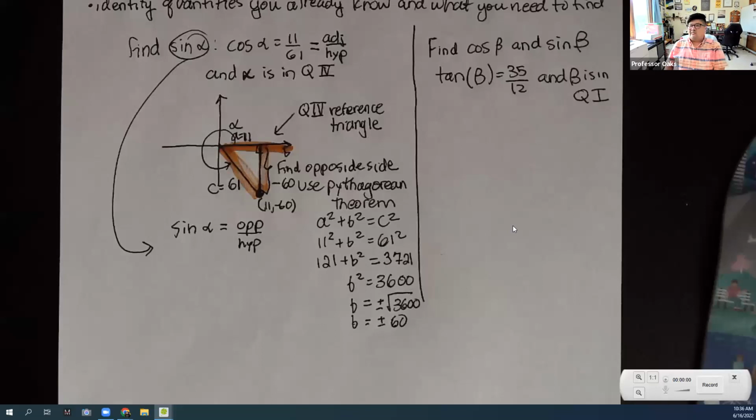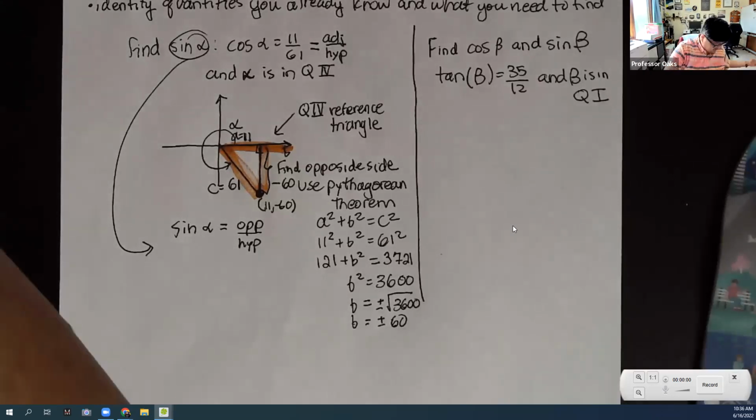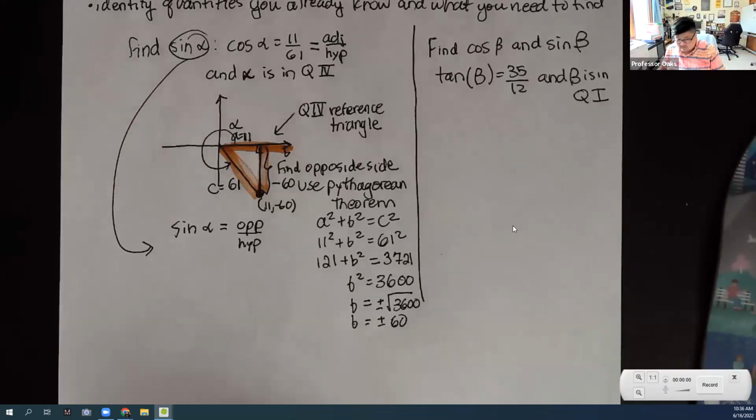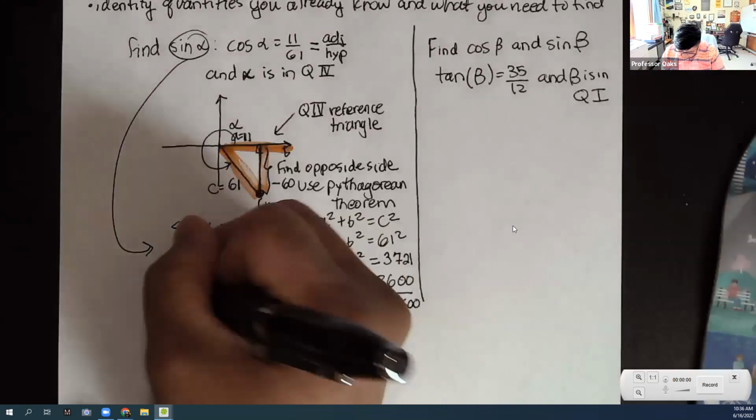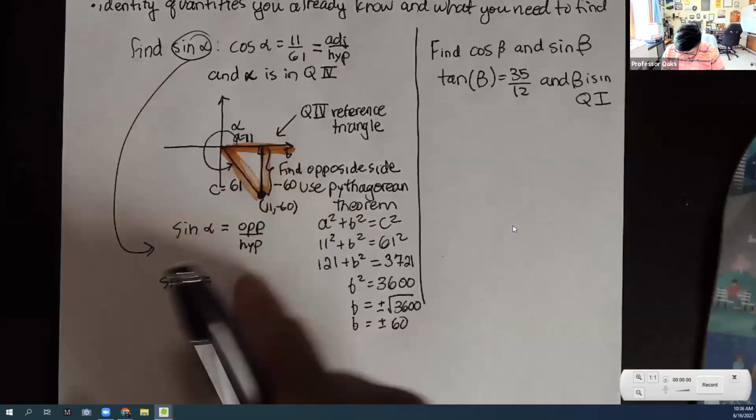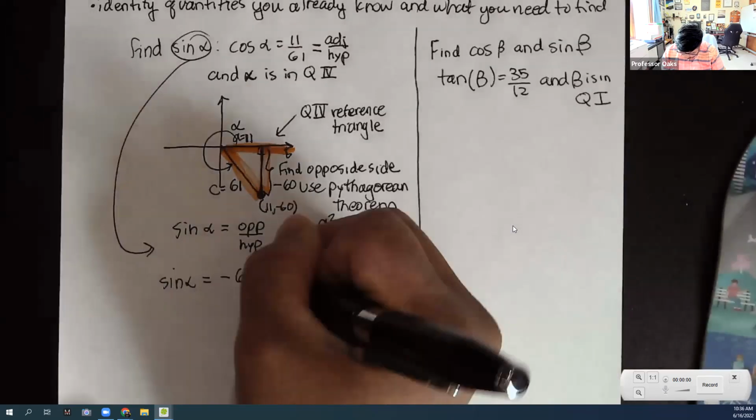So that's why I think drawing the triangle helps, because then you see, oh, well, it's going down. That opposite side is going down, so it has to be a negative value. And then from there, you can just go along and say, all right, this is okay. I know that sine of alpha is opposite over hypotenuse. Opposite was negative 60, hypotenuse was 61.